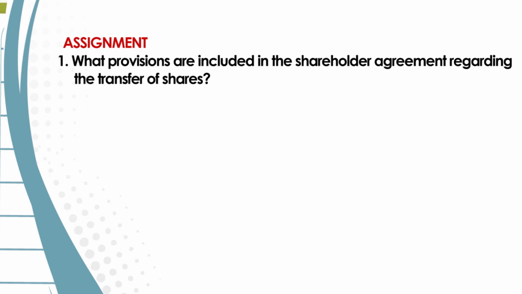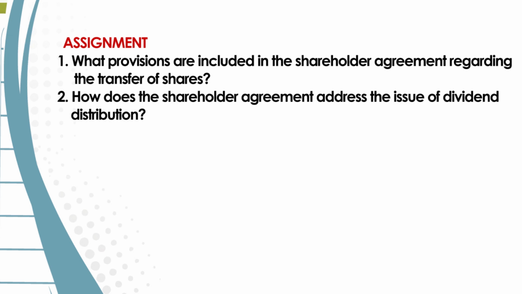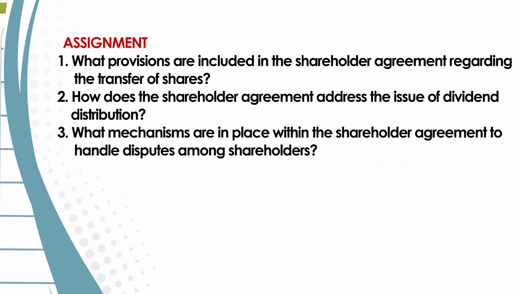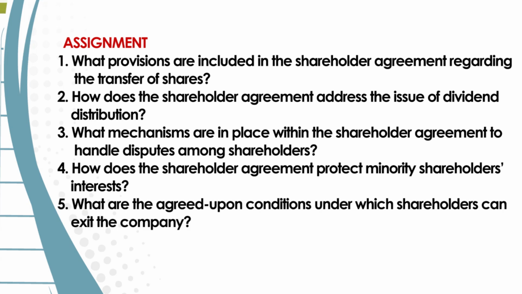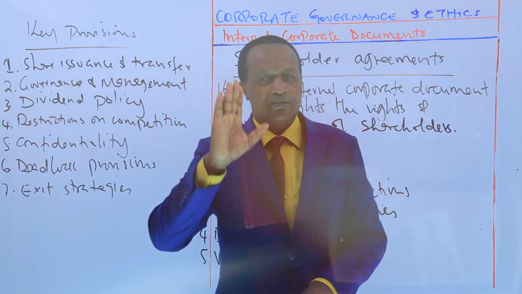Here is your today's assignment. 1. What provisions are included in the shareholder agreements regarding the transfer of shares? 2. How does the shareholder agreement address the issue of dividend distribution? 3. What mechanisms can be put in place to handle disputes among shareholders in shareholder agreements? 4. How does the shareholder agreements protect minority shareholders' interests? 5. What are the agreed upon conditions under which shareholders can exit the company? That is your today's assignment.